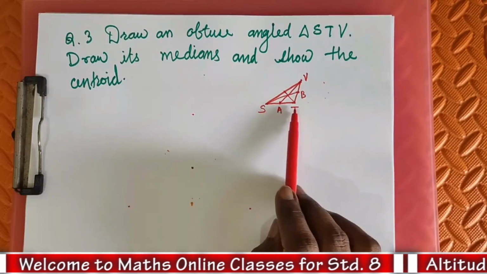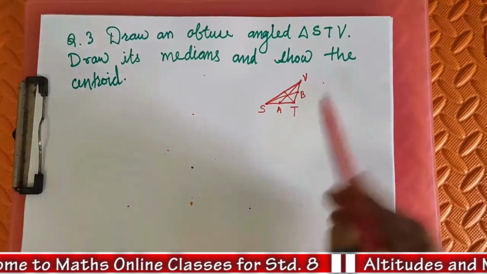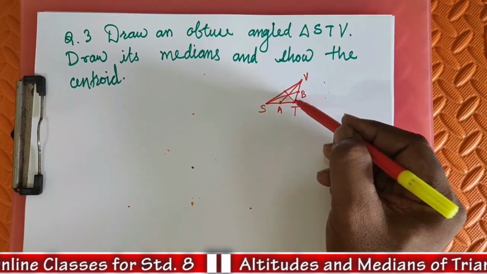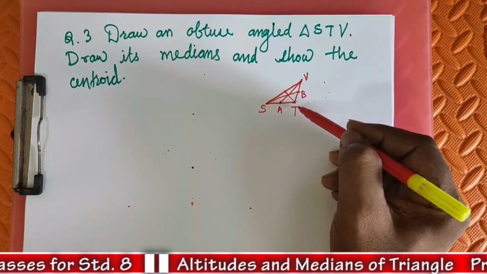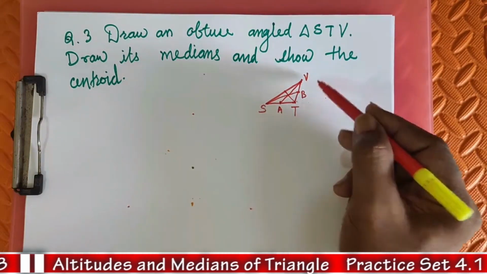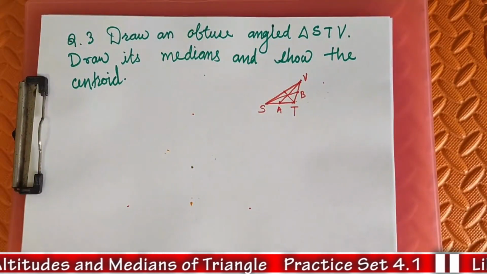Sir, can you repeat the measure? Measure of side ST is 6 centimeter. Angle T measures 100 degree, and measure of side TV is 8 centimeters.